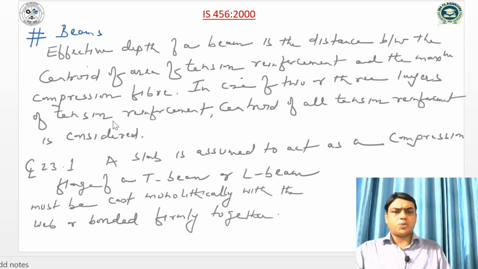So effective depth of the beam is the distance between the maximum compression fiber and the centroid of the tension reinforcement. And as per IS 456-2000, a slab is assumed to act as a compression flange of a T-beam or L-beam, and must be cast monolithically with the web or bonded firmly together. So we have to find the effective width of the flange for the T-beam or L-beam.